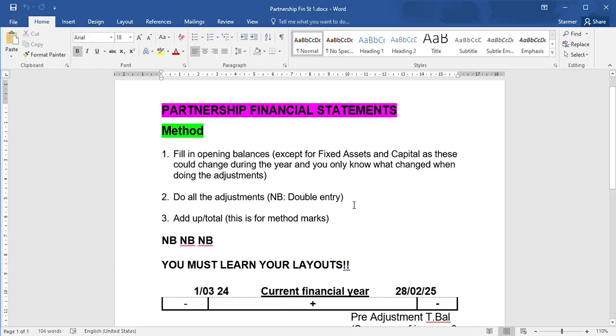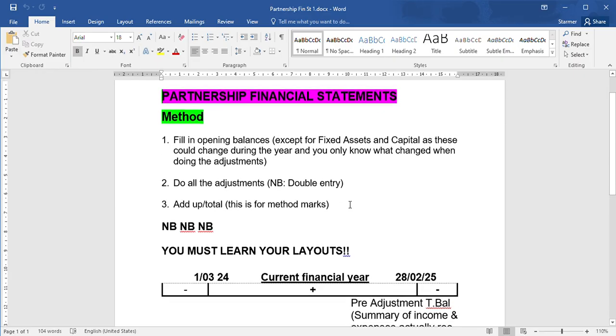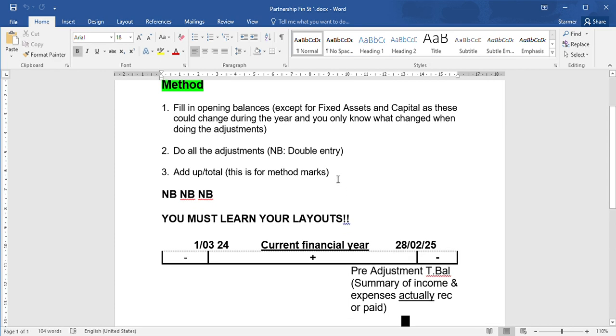Very important here, remember to do your double entry. The whole of accounting is based on your double entry rule, so you always need to change two numbers. And then this third step here is where you're going to get a lot of method marks. So you need to add up or total your financial statements to make sure that you get all the method marks that are possible.